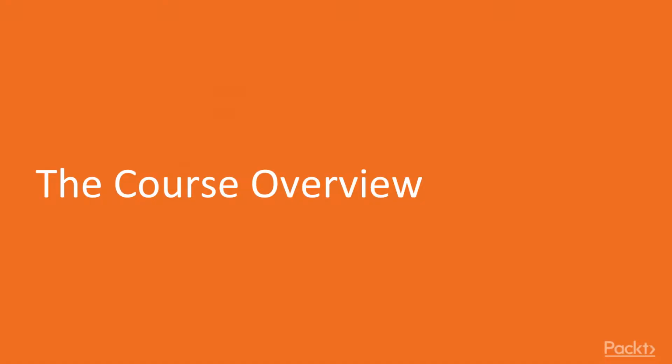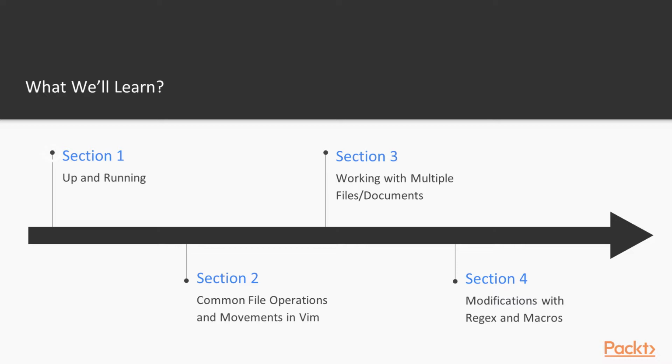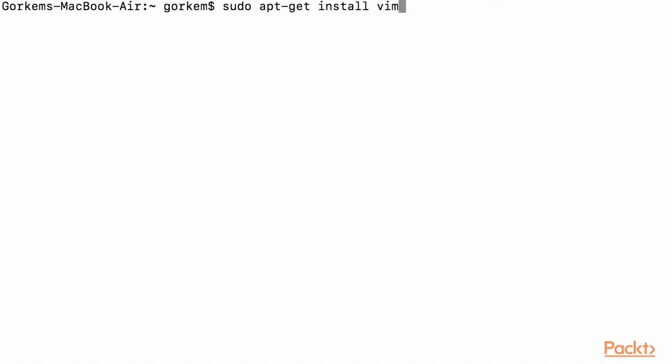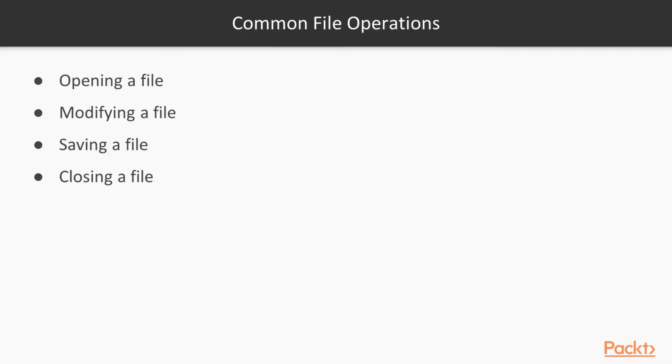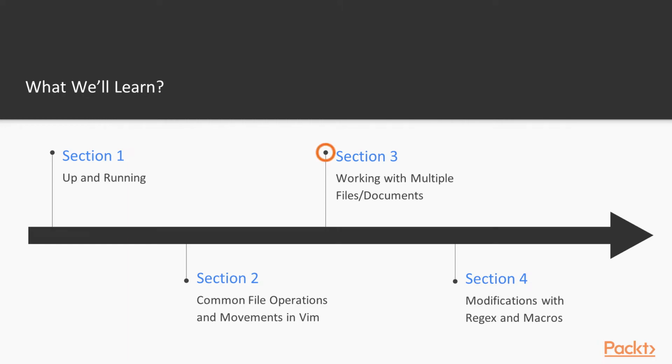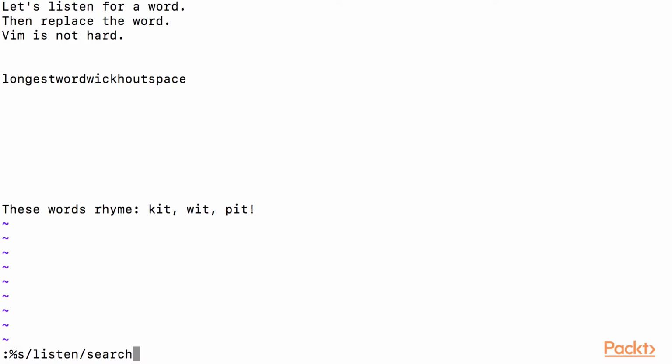The course overview. We are going to learn Vim text editor. And as you know, Vim has a steep learning curve. We have 7 sections. We will start from the easiest part and we will learn common file operations, then working with multiple files. Later on, we are going to learn modifications with regex and macros.